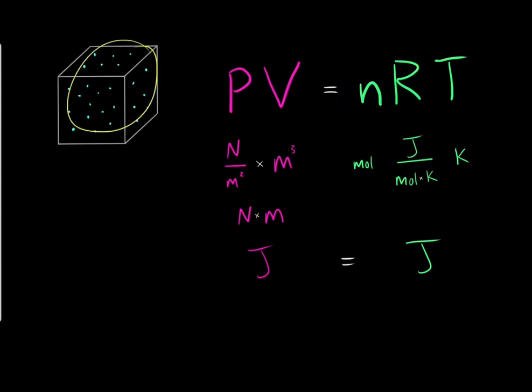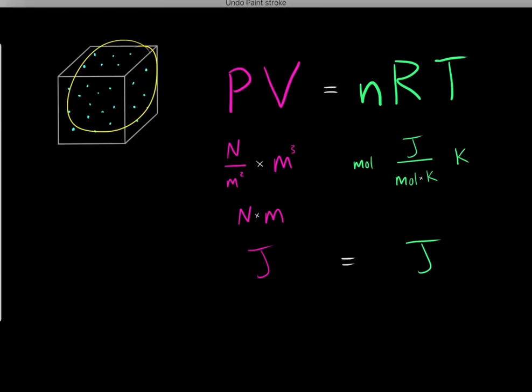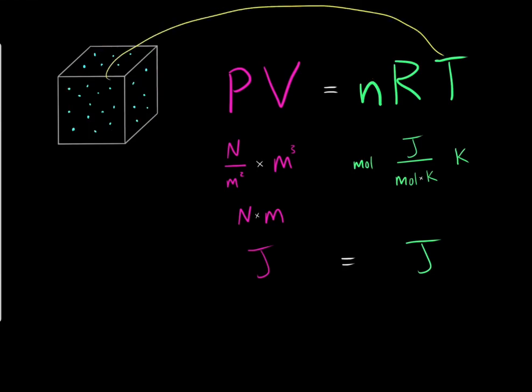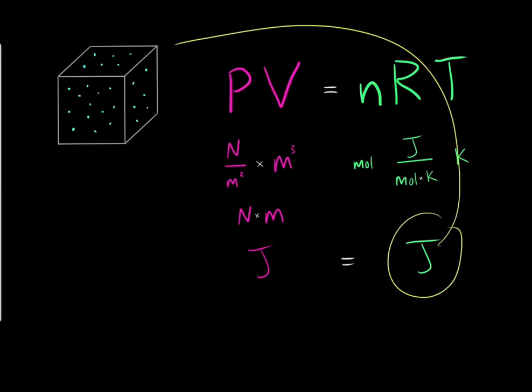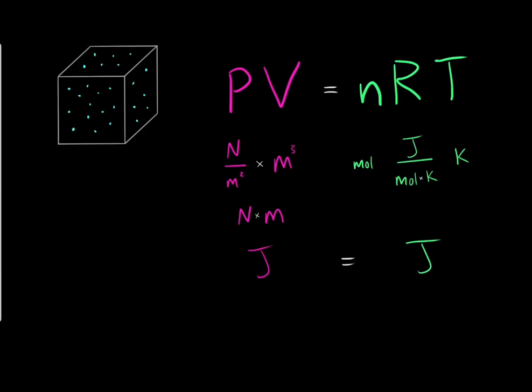If you know the number of moles of gas and you know the temperature of the container and you multiply by the ideal gas constant, that would give you joules. That will tell you how much energy is in the system. So these are two separate ways to find out how many joules are in this system.